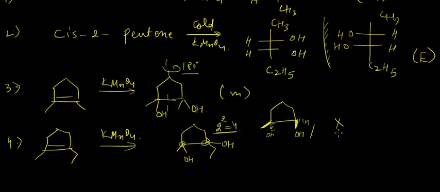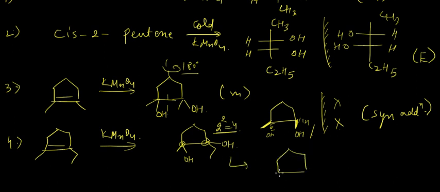So this structure would not be possible, as one OH is below the plane and one OH is above the plane. But the reaction of an alkene with alkaline KMnO4 is a syn addition, so this type of product formation will not happen, right? Similarly, its mirror image would also not happen. So the only product left is where both OH are in the same plane. So one would be this, and another would be its mirror image. So the total number is 2, not 4.